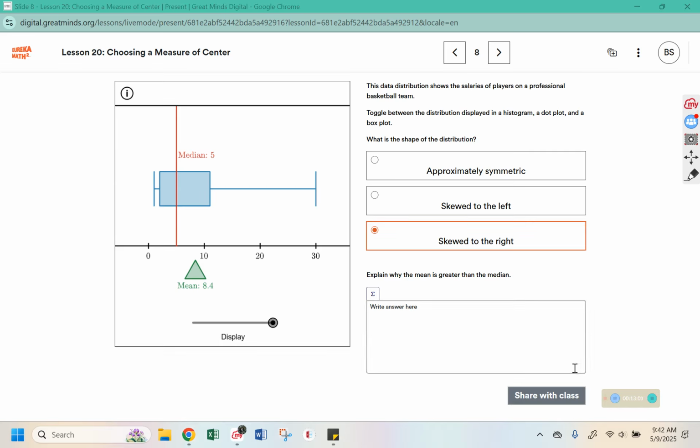Explain why the mean is greater than the median. The mean is greater than the median because it is skewed right. The extreme values pull the balancing point, which we call the mean, toward the right side.